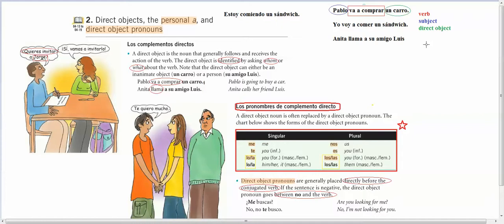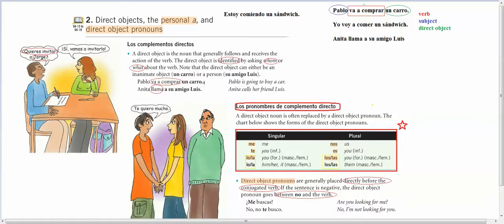Okay, and if you'll remember, the subject in a statement in Spanish tends to come before the verb. So it'll be easy if you're looking at a sentence like this where I've got two nouns in the sentence, because Pablo comes before the verb, more than likely he's the subject. He's the one doing the buying, not what's being bought.